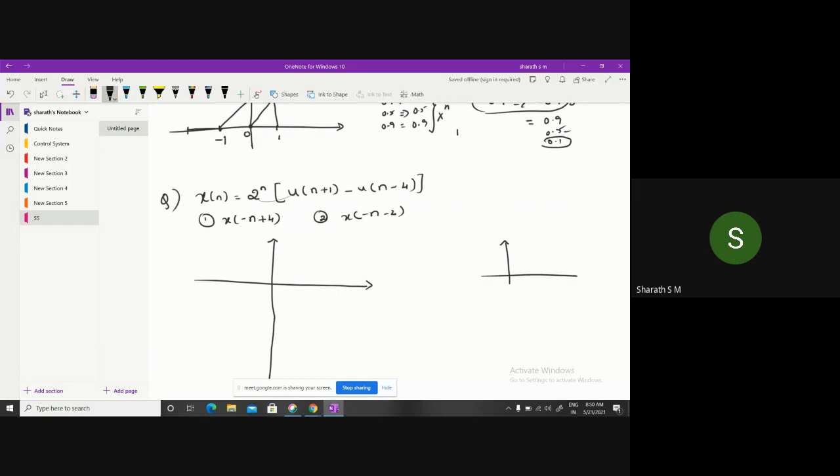So u of n means it's a discrete signal. It starts from 0 to infinity: 0, 1, 2, 3, 4 up to infinity. This is u of n. This is the basic signal of unit step function with respect to the discrete part.